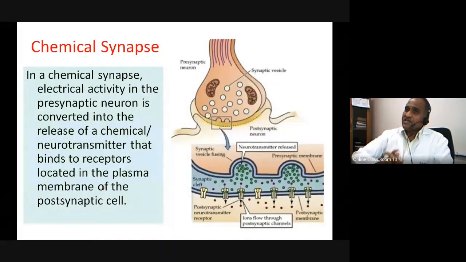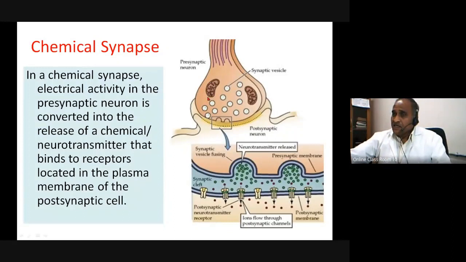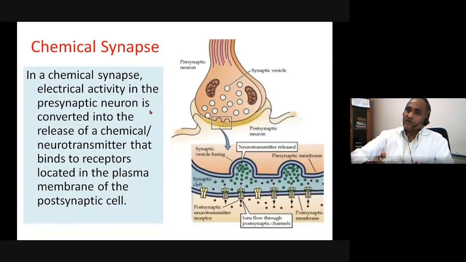Then coming to the chemical synapse, in a chemical synapse, I have already mentioned electrical activity is transferred to a chemical activity. That means a transmitter is released, and this chemical activity is converted to electrical activity. In a chemical synapse, electrical activity in the presynaptic neuron is converted to the form of a release of a chemical, what is called a neurotransmitter. And this neurotransmitter binds with the receptors, and that receptor activates the postsynaptic or produces an electrical signal in the postsynaptic membrane. That is a chemical synapse.